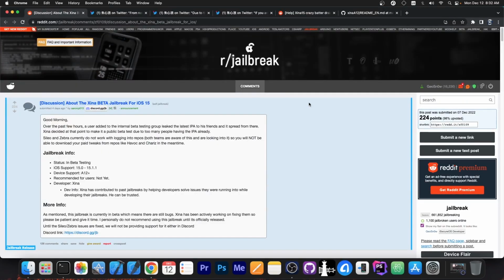So a couple of days ago, like 4 days ago, this was released. XinA12's beta jailbreak for iOS 15. It supports 15.0 up to 15.1.1 and it works on A12 and newer devices. So for once we have a jailbreak for the modern devices instead of the old ones. However, there is a problem with this.